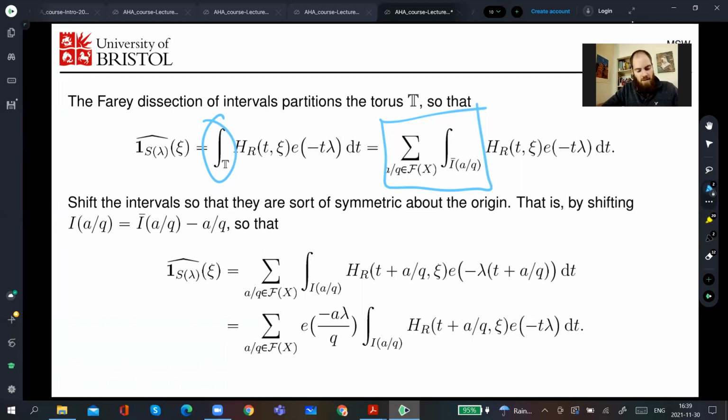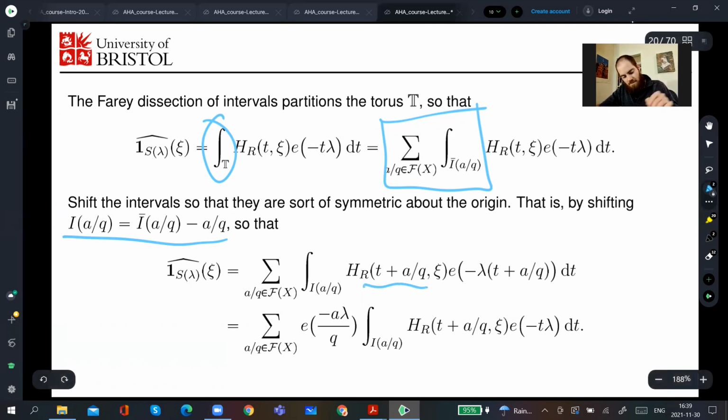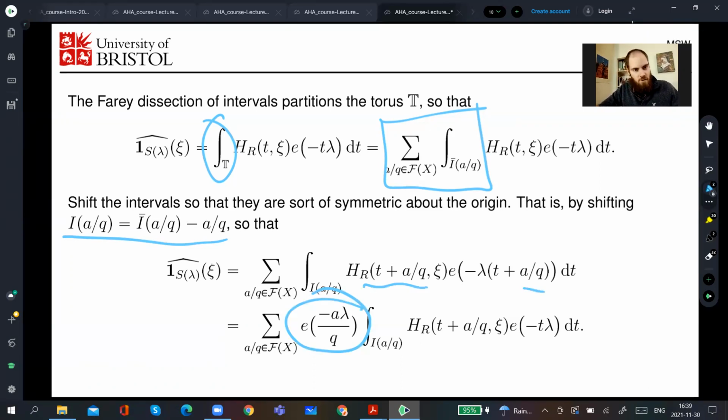Okay, so we shift the intervals so they're symmetric about the origin, and that means we introduce these more symmetric intervals. And in doing so, that shifts our function h. But you apply a change of variables and you get to pull out this character, and this is the first part of the approximation formula that we see. Now that we have this expression, we're going to use Poisson summation on h_r to start getting a grasp of it.